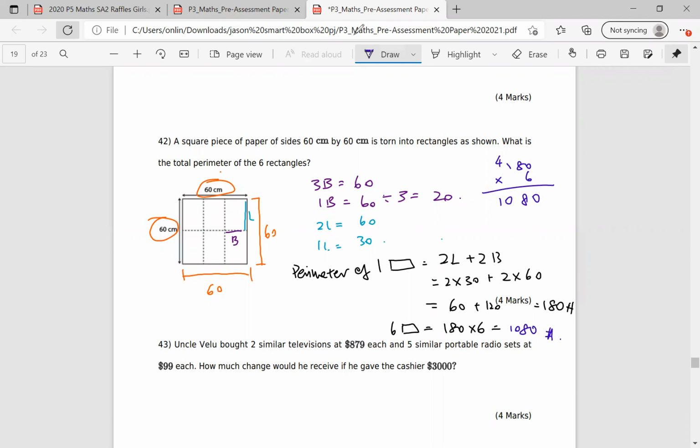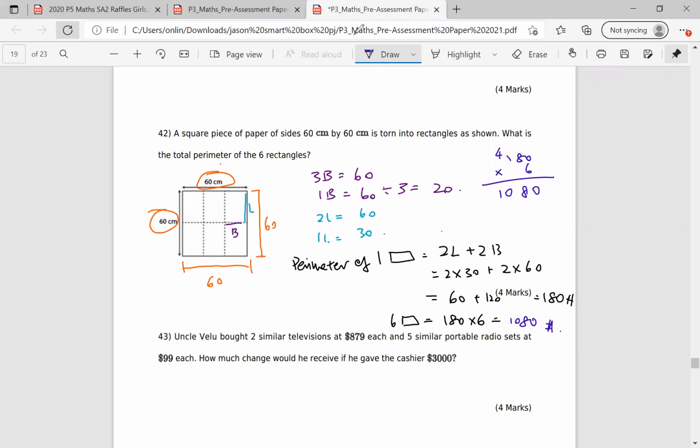I think for the answer key, there's an error for this question. It is not 600, it is 1080. So if there's any question, please let me know. So we are coming to the end of this part here.